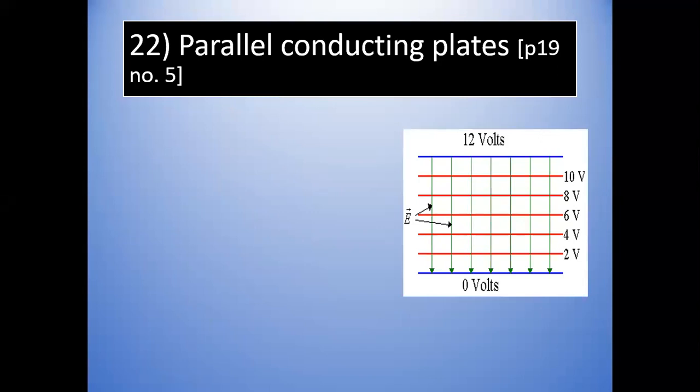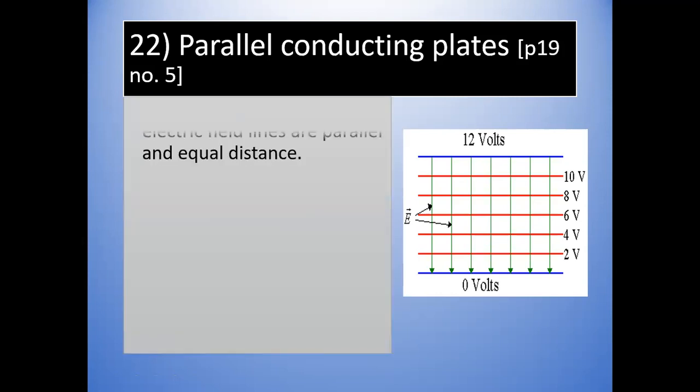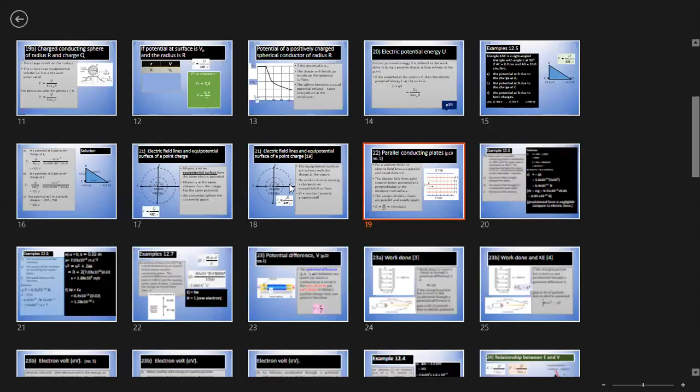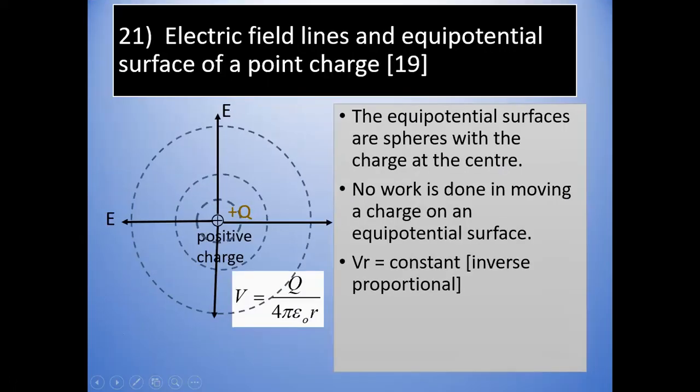If it's a parallel conducting plate, page 19, number 5 in your book, then the electric field lines are vertically downwards, parallel, equal distance away. The potential surfaces are also evenly spaced and parallel. That's for parallel conducting plates, a uniform field. Previous slide is for point charge. No, I just want to see it again, teacher. Point charge.